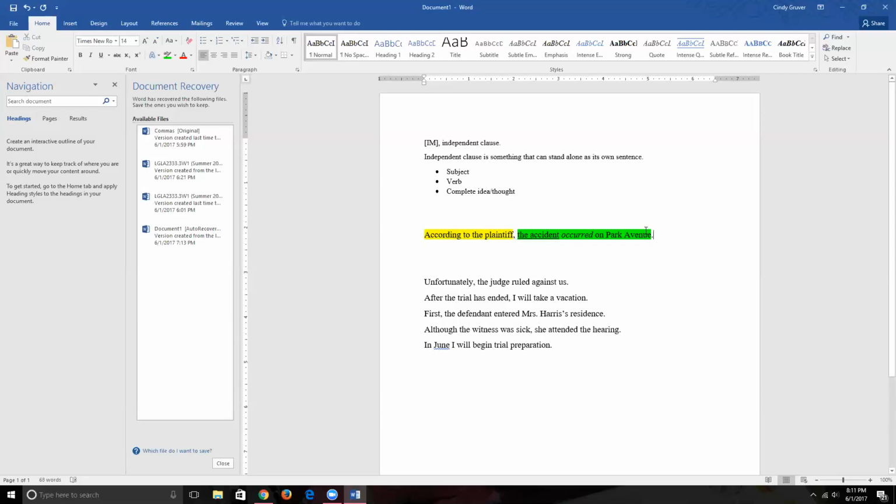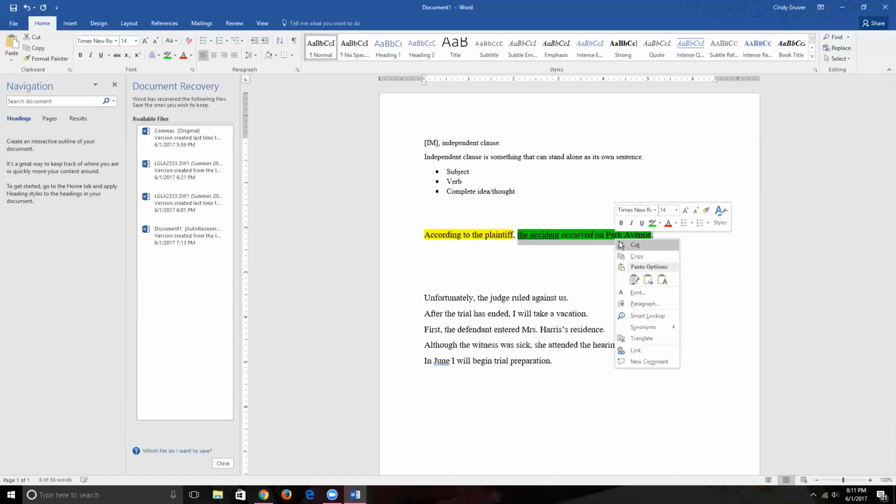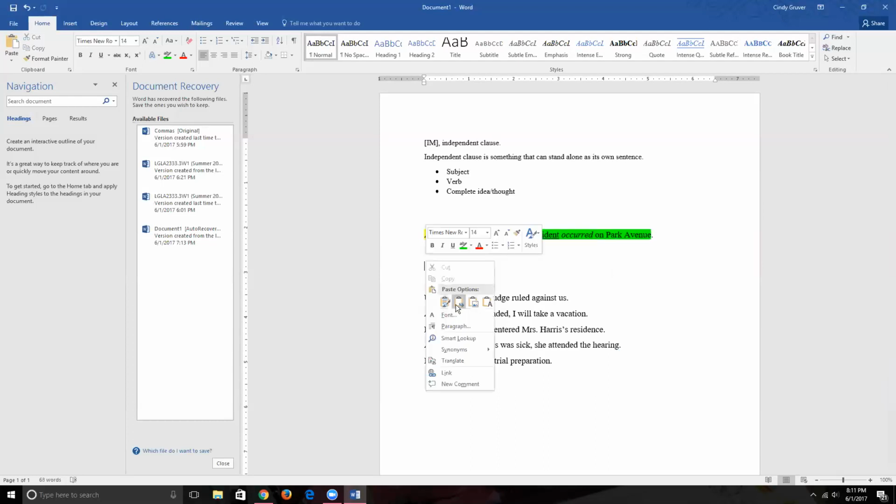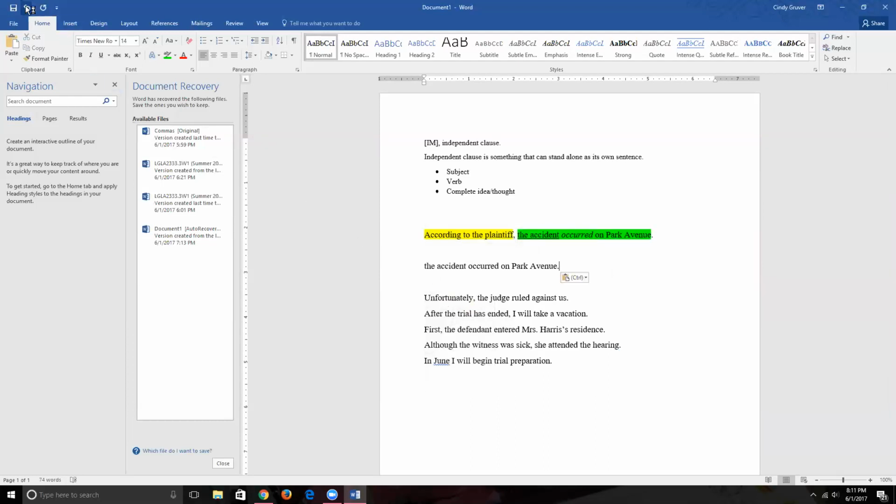Let me throw you a little bit of a curveball though. Let's take this independent clause. Oops, wait a second. Let me not do that. And let's put this here. Obviously, we're going to have to capitalize the and capitalize, get rid of the period, lowercase a, and put a period. Now let's read it. The accident occurred on Park Avenue, according to the plaintiff.